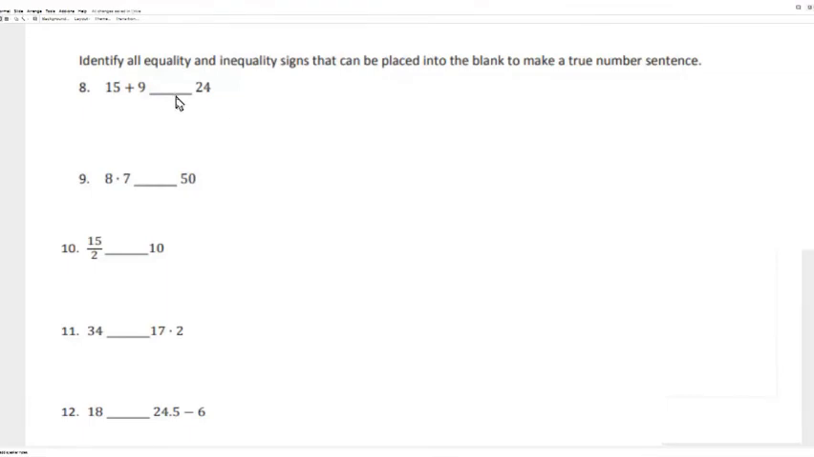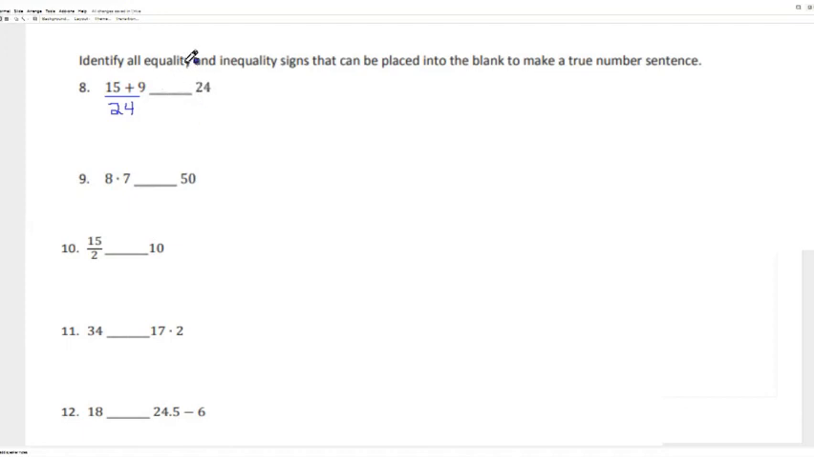All right, hello students. Moving on here, we're going to talk about when a proper inequality or equation would be used. It says identify all equality and inequality signs that can be placed in the blank to make the statement true. So we look at the one that says 15 plus 9 equals 24. Like before, we want to take care of the operation. I always like to take care of the operation and say, okay, this is what this really means. This means 24 blank 24.